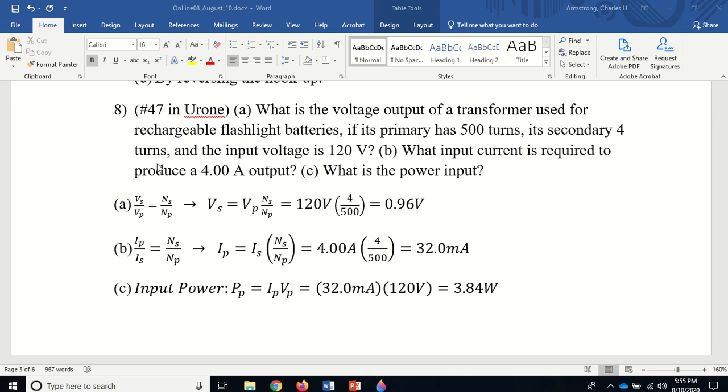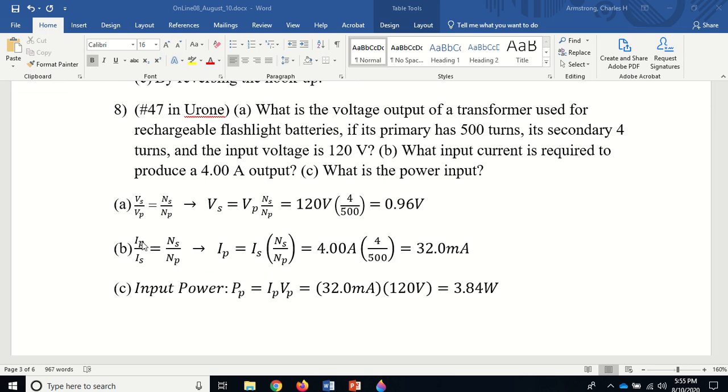What input current is required to produce a 4 amp output? Okay, so the input current is going to be the primary current. The output is the secondary current. And we want an output of 4.00 amps.